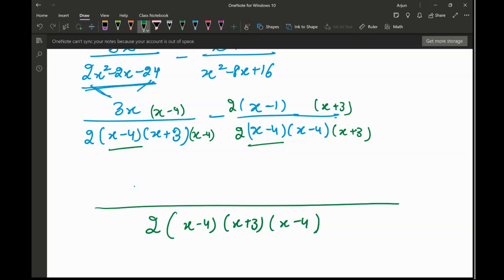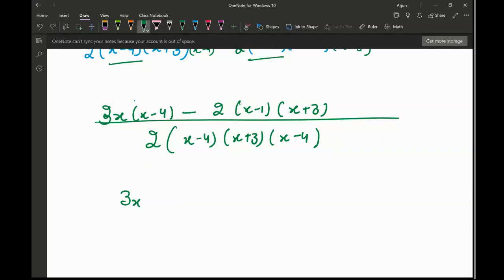The base is the same, and I'll connect the upper terms: 3x times x minus 4 minus 2 times x minus 1 times x plus 3. And then 3x squared minus 12x minus 2x minus... plus 2.